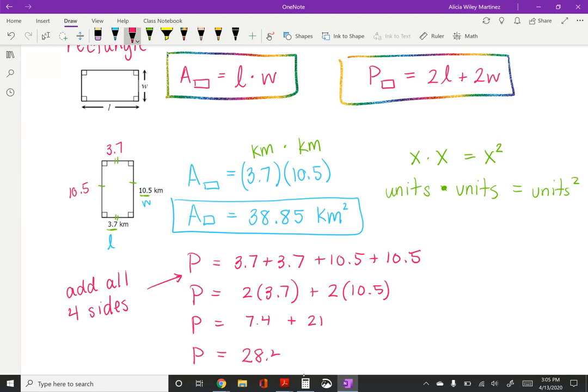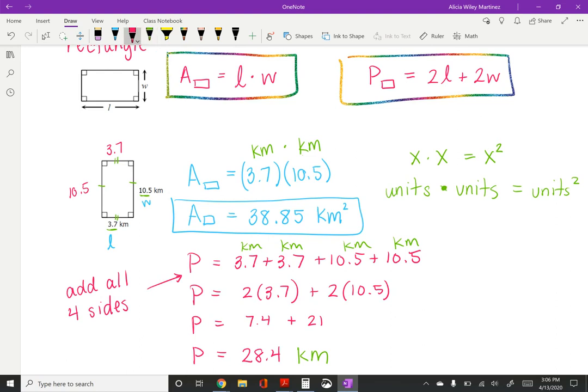So 28.4. Now for the units of measure on this, you're just doing kilometers plus kilometers plus kilometers plus kilometers. And if you think about when you add x's with x's, you still have x's. So when you have units of measure plus units of measure, they don't get squared. It's just that unit of measure. It's 28.4 kilometers. Think of it this way.